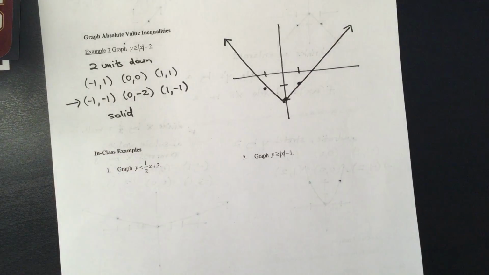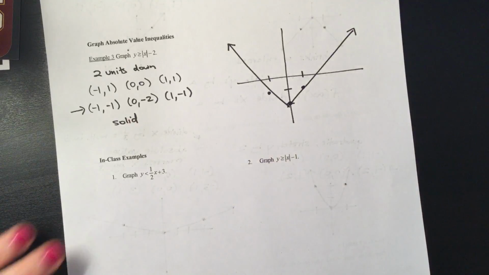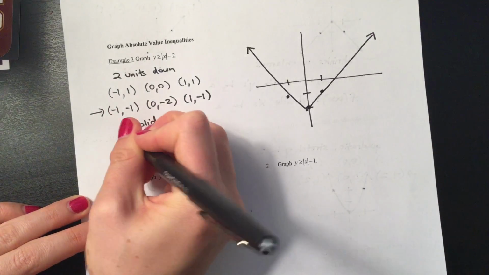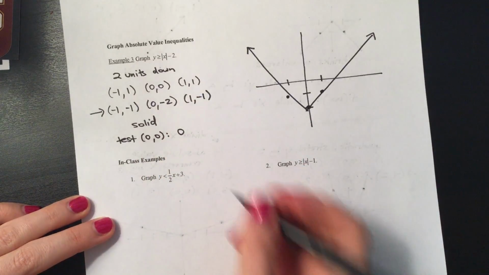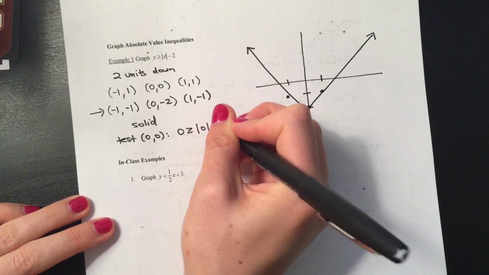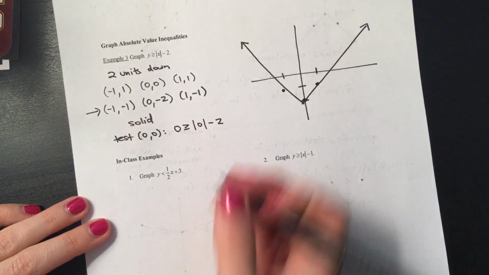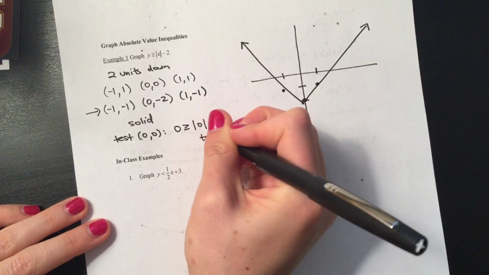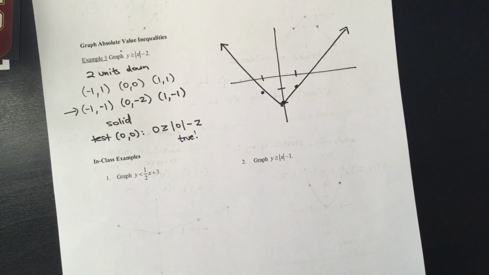All right, so it's solid, and then we're going to do a test point. So let's test the origin. That's a perfect point. It doesn't run through our graph at all. So test the origin. So plug in 0 for y, is that greater than or equal to the absolute value of 0 minus 2? So is 0 greater than, this turns out to be -2, that is true. Yes, 0 is greater than -2, so that means the area that I'm shading is the inside of that graph.